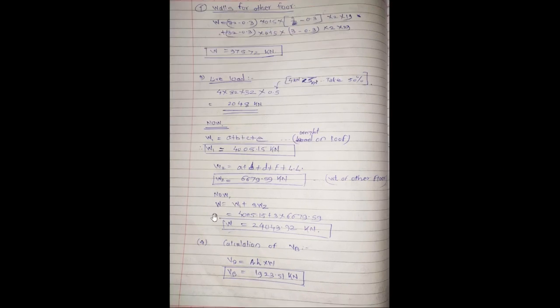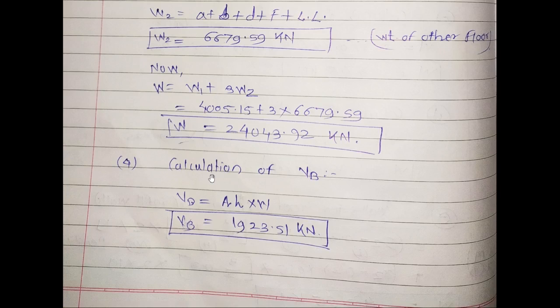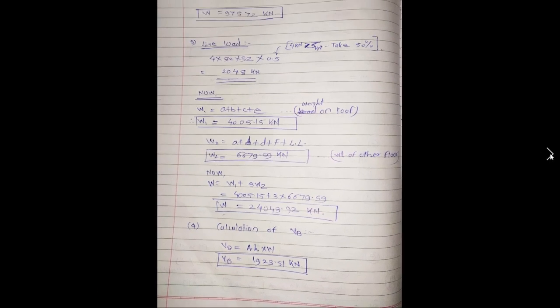In that, after calculation of this overall weight, we have to go for the next step, that is calculation of base shear. Here VB is equal to AH into W. This AH we have calculated in step number 1, and W we have calculated just now, and VB is to be calculated.